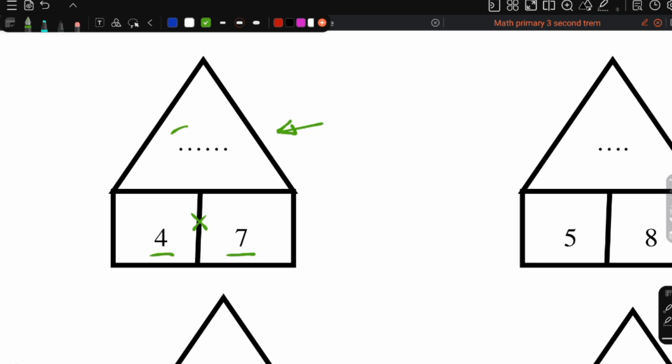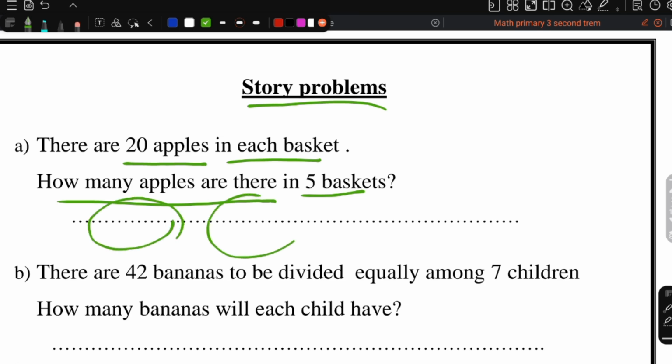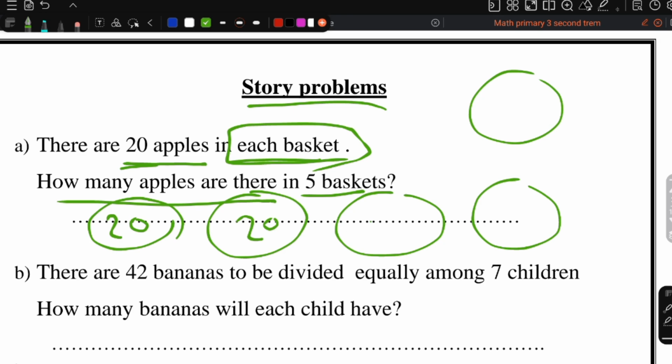There are 20 apples in each basket. How many apples are in 5 baskets? So you have how many baskets? Yes, 5: 1, 2, 3, 4, 5. In each basket you have 20, 20, 20, 20, 20. In 5 baskets here, how many apples do you have in total?